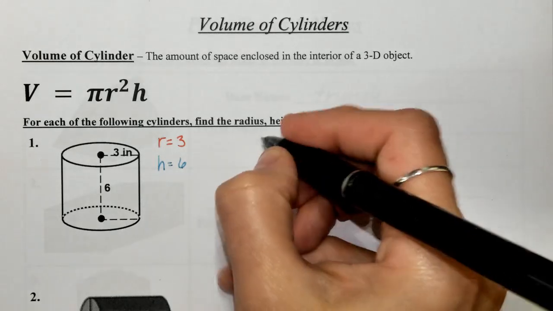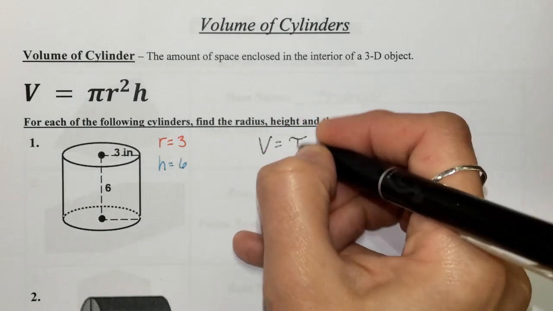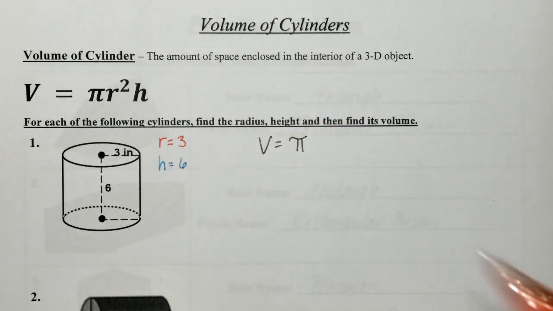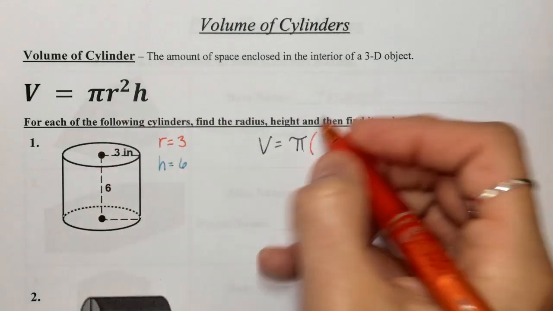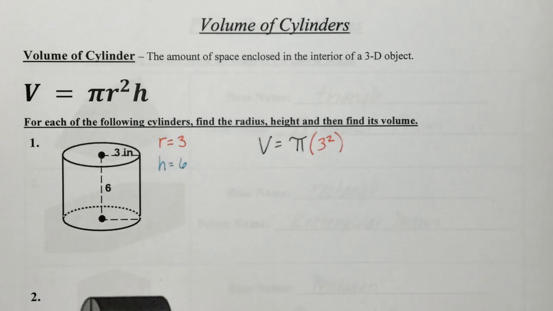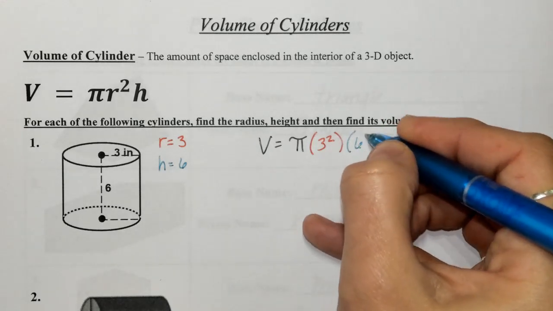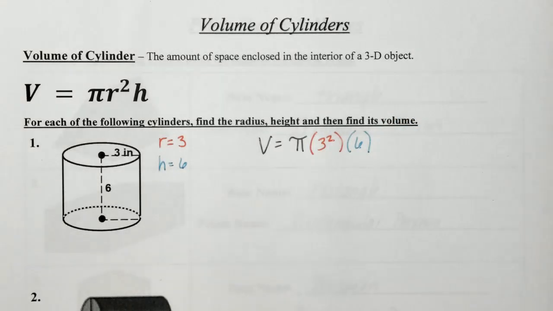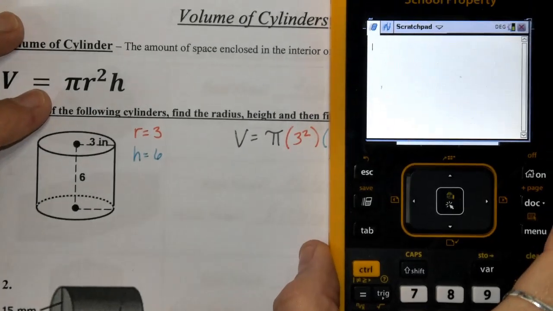So let's plug in. Volume equals, we have our pi symbol. Then we have our radius. Do not forget to square it. So we're going to have 3 squared times the height of 6. So what I'm going to do is bring my school calculator under here and show you exactly what we're going to be doing here.